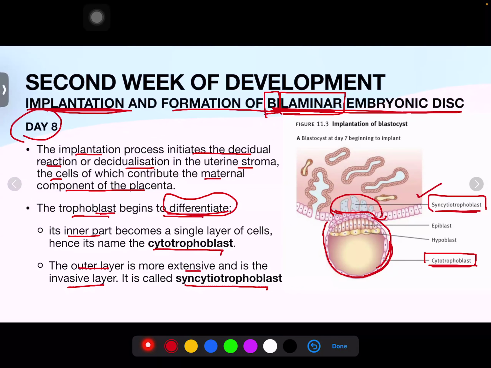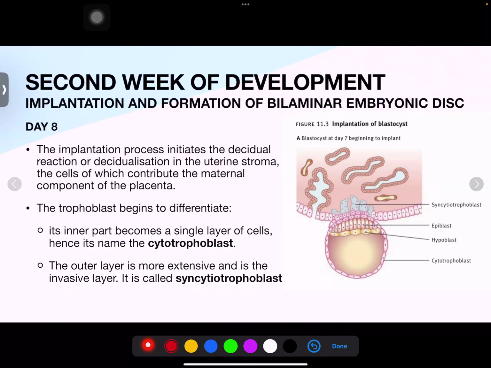One is the syncytiotrophoblast. The syncytiotrophoblast actually has to invade into the uterine wall, see this layer. And the inner layer will be the cytotrophoblast. And if you see, this was the layer of embryonic disc or embryonic cell mass. It differentiates into 2 layers. If you see the diagram, it is now in 2-layer form.